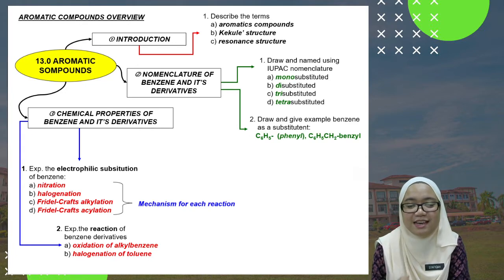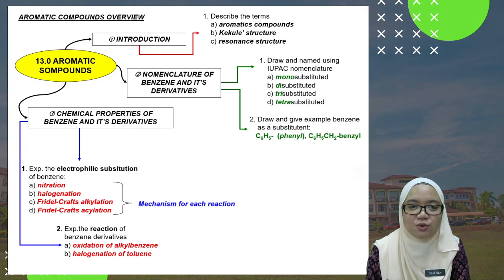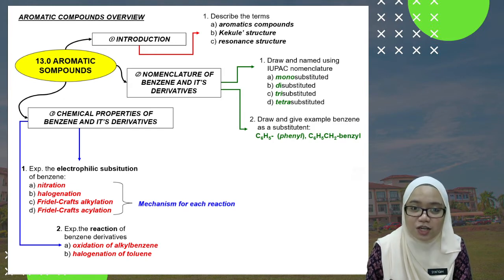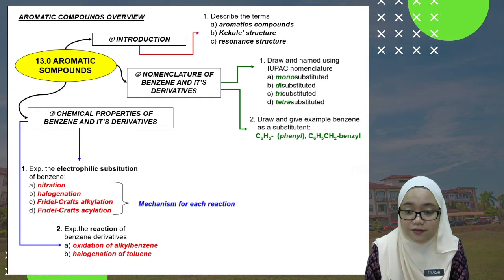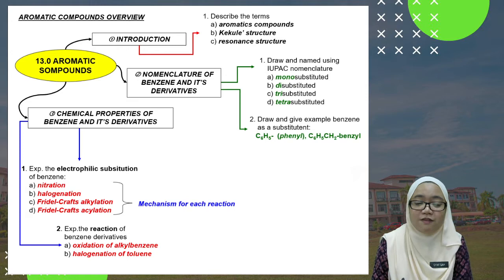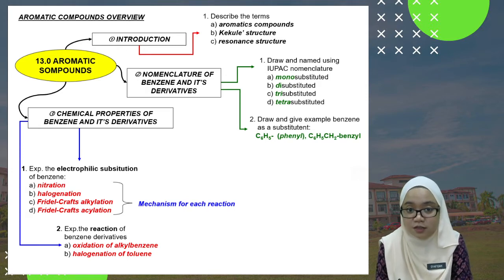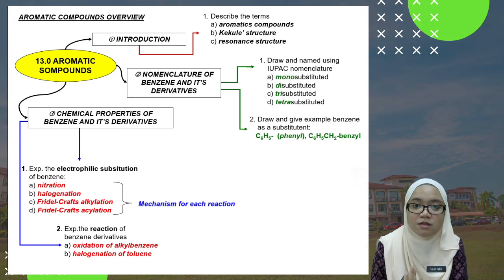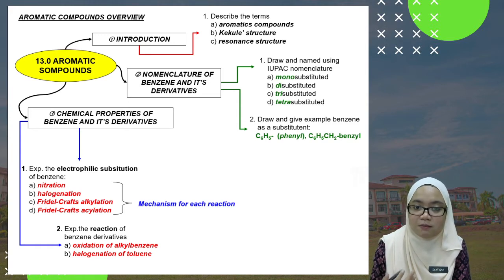So today I am going to teach you about the third chapter in organic chemistry, which is benzene and its derivatives. So basically benzene is an aromatic compound. There are three subtopics that we are going to cover today. First one is introduction to benzene, where I will explain to you about the terms that we are going to often hear in the aromatic compound chapter.